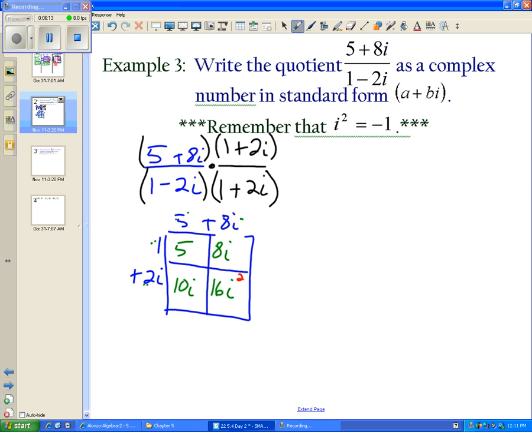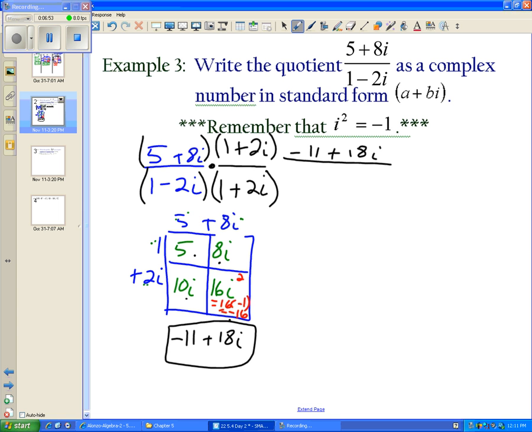16i squared. I squared is negative 1, so this is 16 times negative 1, which is negative 16. Combine like terms. 5 minus 16 is negative 11. 8i plus 10i is positive 18i. And there is my answer. That is my numerator: negative 11 plus 18i.